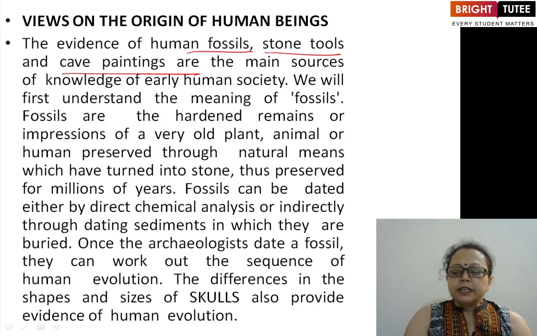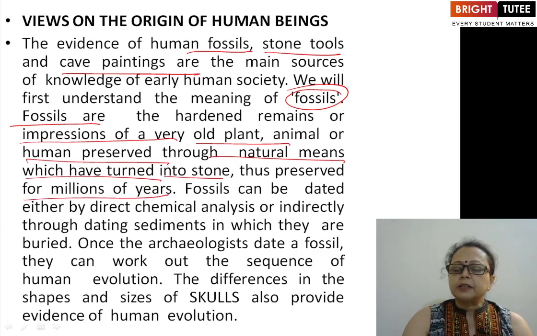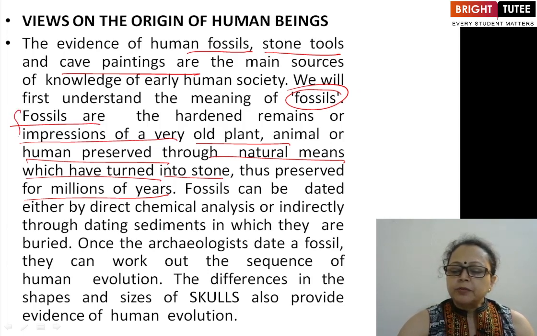We will first understand the meaning of fossils. So what are fossils? Fossils are the hardened remains or impressions of a very old plant, animal or human preserved through natural means, which have turned into stone, thus preserved for millions of years. So this says what a fossil is.